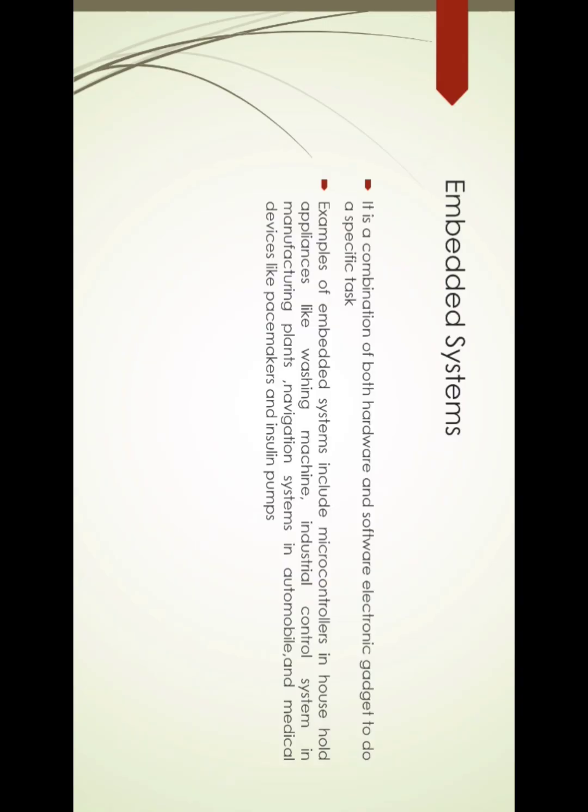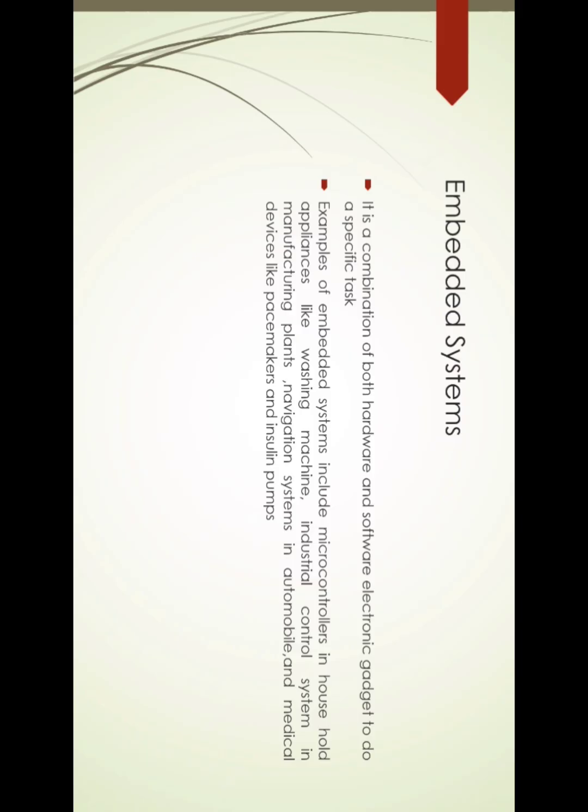And now, embedded systems. We should all know what is meant by embedded systems. It is a combination of both hardware and software electronic gadget to do a specific task. Common examples include the microcontrollers in household appliances like washing machines, industrial control systems in manufacturing plants, navigation systems in automobiles, and medical devices like pacemakers and insulin pumps. So these are the basic examples of embedded systems used in our day-to-day lives.